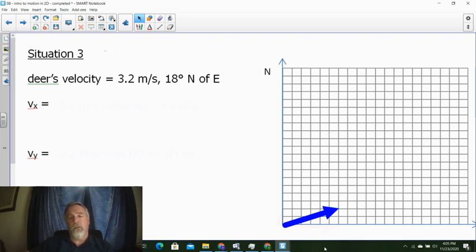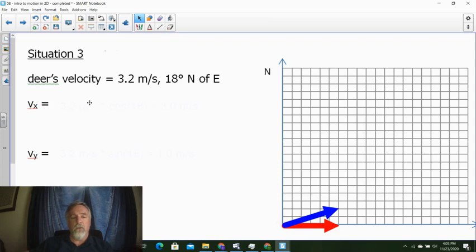18 degrees north of east. That's the way we normally want to measure them, right? Where the east is our 0. We're going north. We're going in a positive direction for 18 degrees. So what's our magnitude of our x here? Right? Our x, remember, that's our horizontal component.